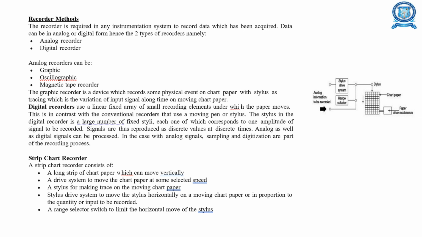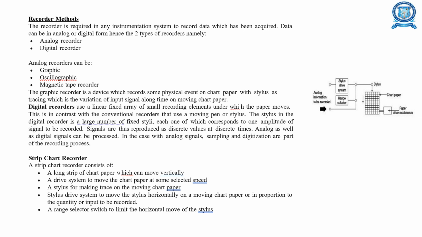Recorder methods. A recorder is required in any instrumentation system to record data which can be acquired. There are two types: analog recorders and digital recorders. Graphic and oscillographic recorders and magnetic tape recorders come under analog recorders. Digital recorders involve paper movers, with small recording elements under which the paper moves, and a large number of fixed styli. Analog as well as digital signals can be processed. In the case of an analog signal, sampling and digitization are part of the recording process.